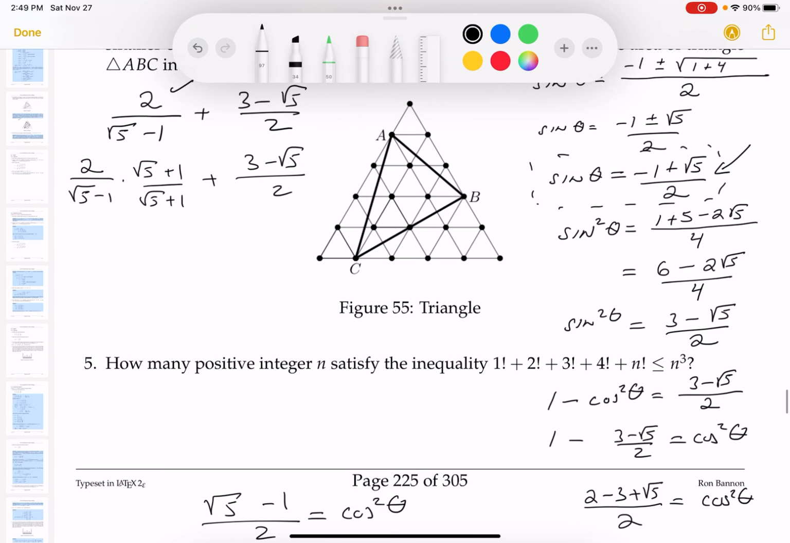Let's see, you would get 5 minus 1, which is 4. And I'm going to cancel with a 2 on top, so it would be 2. And you get root 5 plus 1 plus 3 minus root 5 over 2. Let me just check this before I go forward, though. 5 minus 1 is 4. 2 into 4 is 2. Root 5 plus 1. And yeah, it looks like it's coming together.